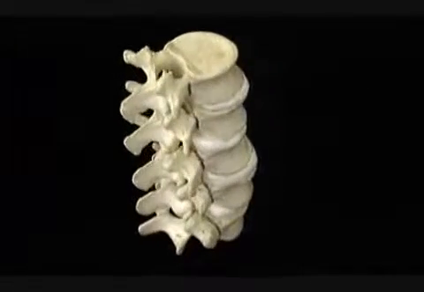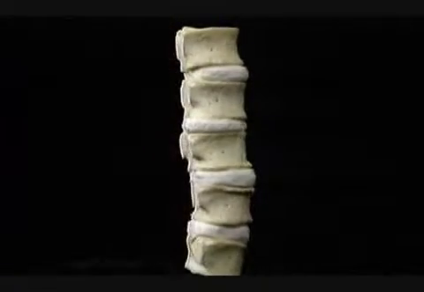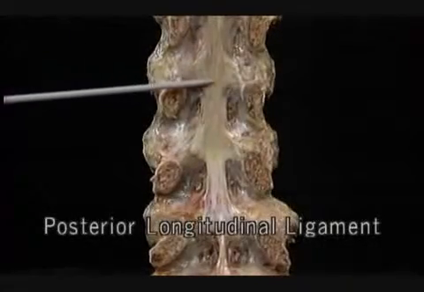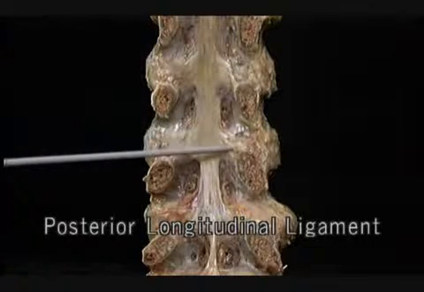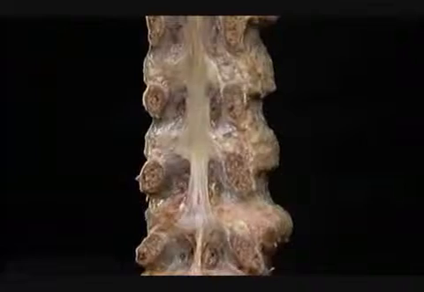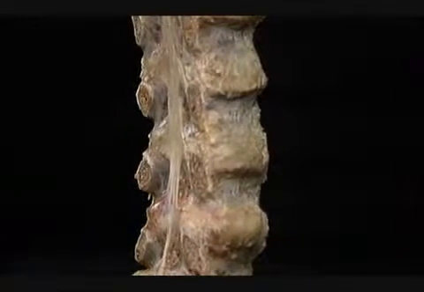To see it, we'll divide the pedicles along this line again and look at the bodies by themselves. Here's the posterior longitudinal ligament. It's narrow where it overlies each body, and it widens out to cover the back of each disc. The posterior longitudinal ligament helps in a small way to limit flexion of the vertebral column.